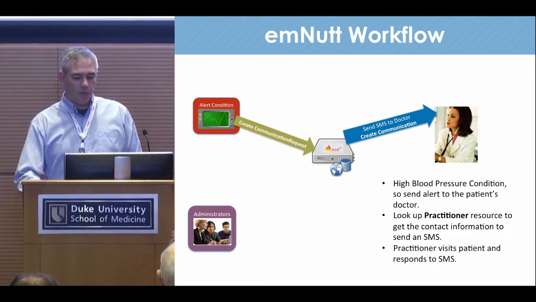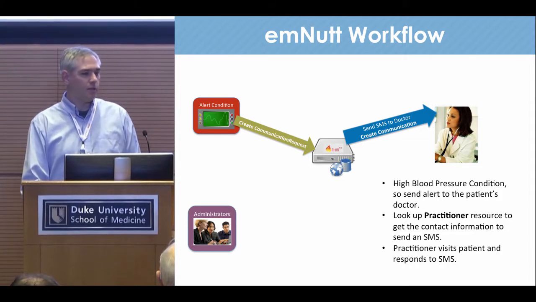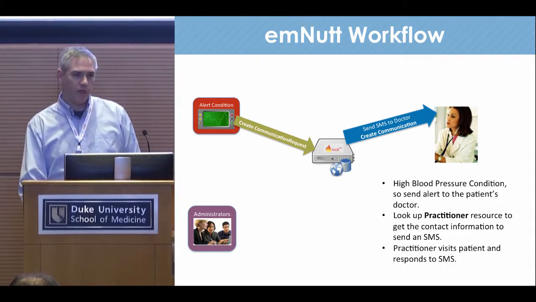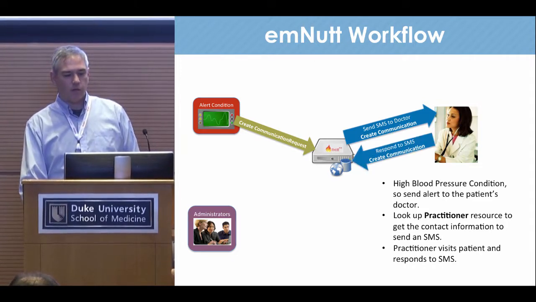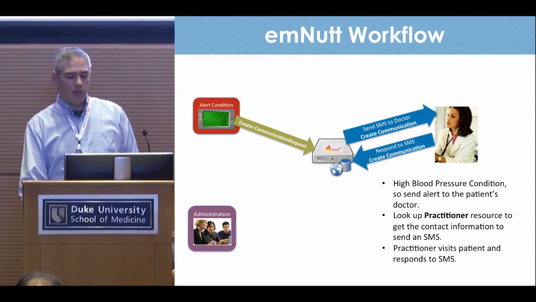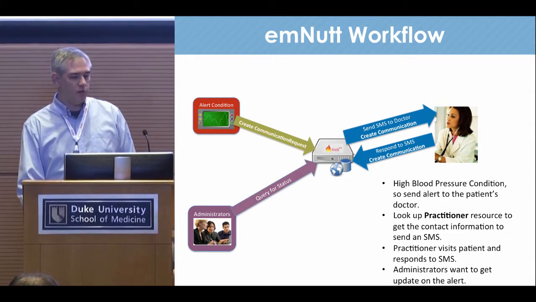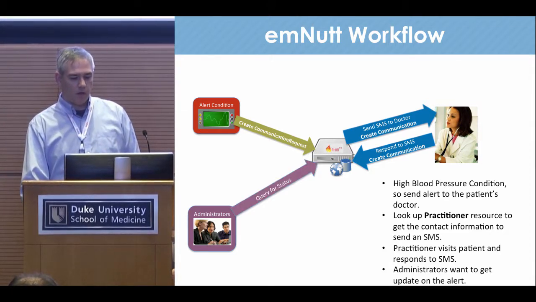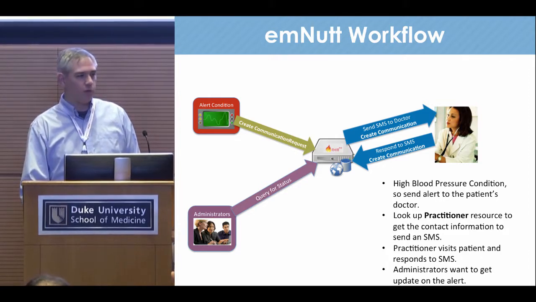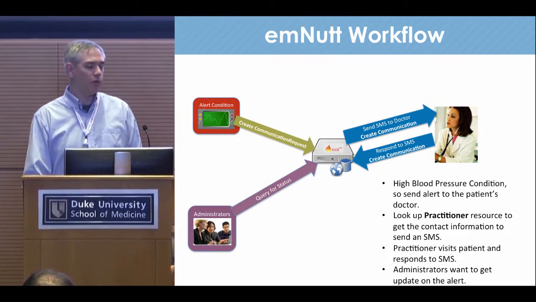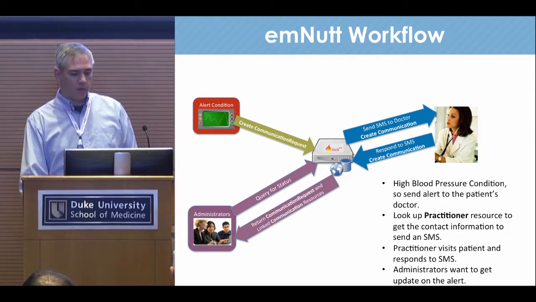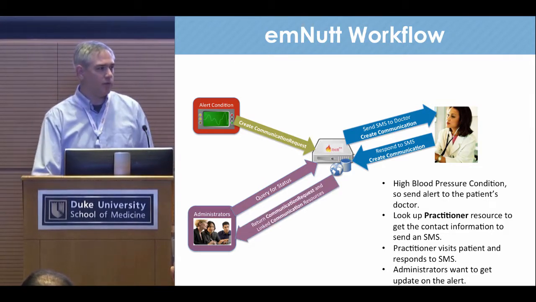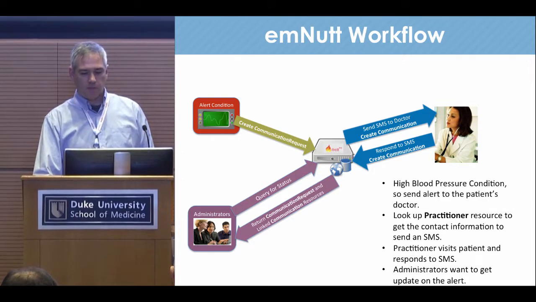The practitioner would then go and visit the patient to see what's going on, or potentially however they need to respond to that alert. And then they could respond with a text message as well. And that would, again, create another communication so that you could track that. In the future, if any administrators want to find out what happened with that, if something else went wrong or they needed to track it, they can do that. And it will give them back that communication request with the current status and any of the linked communications that they want to see.